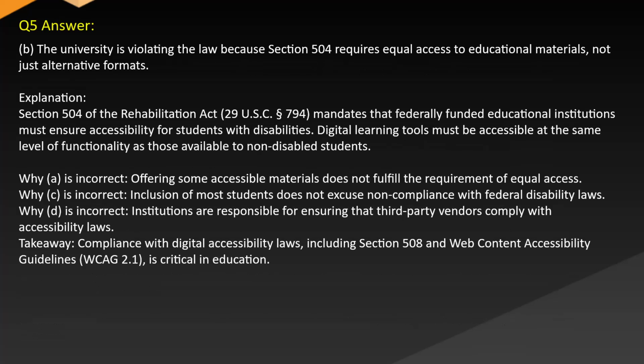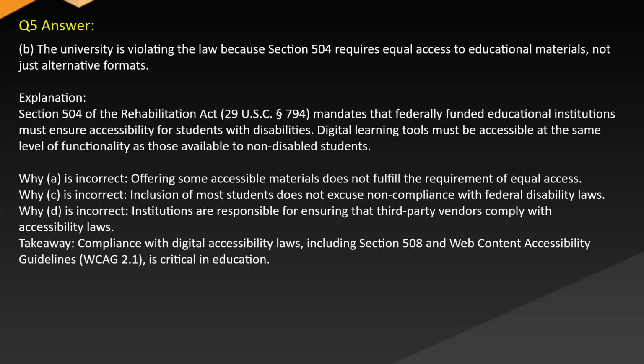Answer: B. The university is violating the law because Section 504 requires equal access to educational materials, not just alternative formats. Explanation: Section 504 of the Rehabilitation Act, 29 U.S.C. § 794, mandates that federally funded educational institutions must ensure accessibility for students with disabilities. Digital learning tools must be accessible at the same level of functionality as those available to non-disabled students.